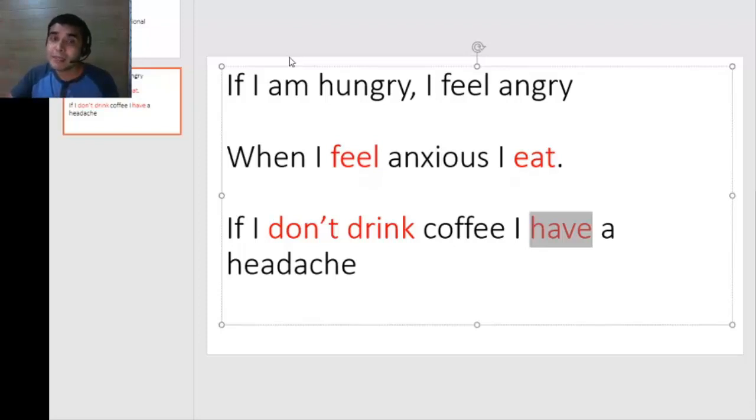So guys, keep this in mind. This is the grammar structure that you need to respect.